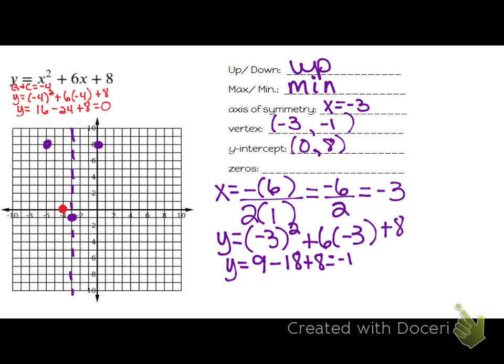Now it's pretty easy to guess what my other solution or zero is going to be because I can use my line of symmetry. So what's my other zero going to be? -2. So my zeros are -4 and -2. What are some other terms that I could use for zeros? Roots? What else?